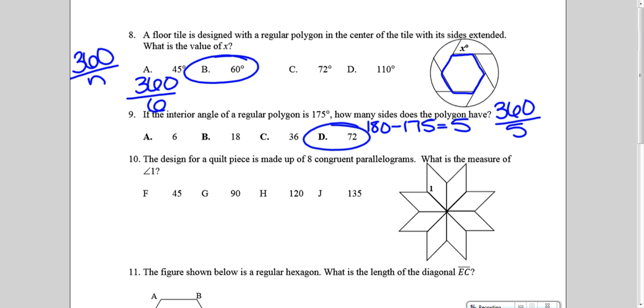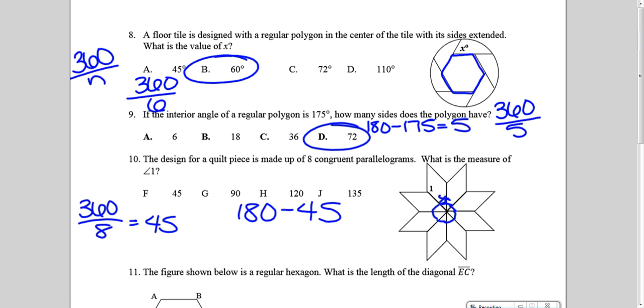All right. So we have the design for a quilt piece made up of 8 congruent parallelograms. What's the measure of angle 1? Well, let's see here. We know that all of these pieces are congruent, so we know all those are going to be the same. So do 360 divided by 8. So this one's going to be 45. Then we have to flash back to the quadrilaterals unit. We know the consecutive angles have to be supplementary. So to get angle 1, subtract the 45. And we get J.